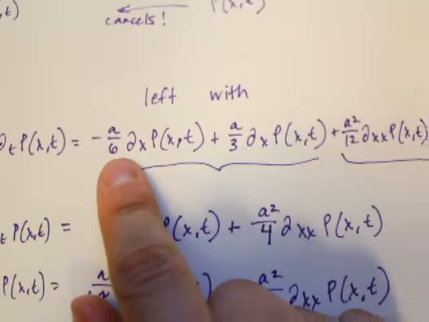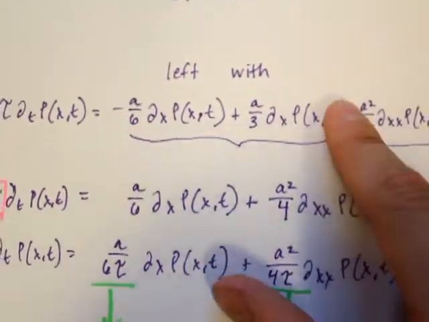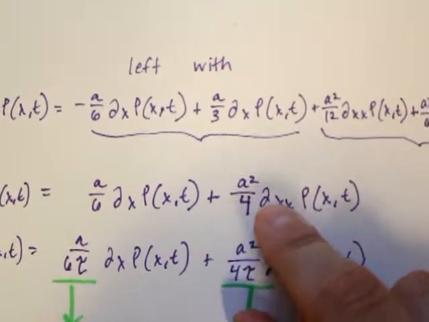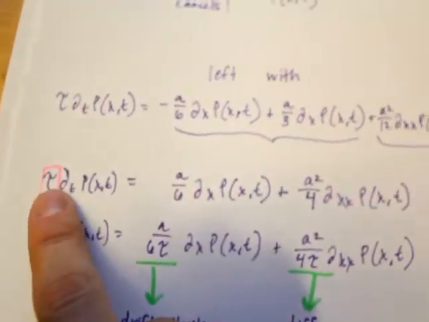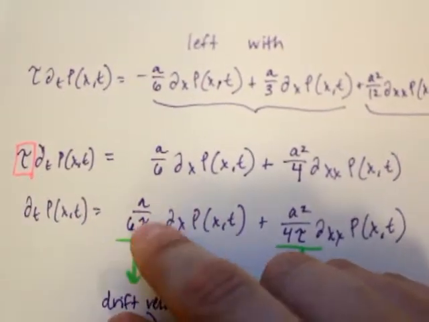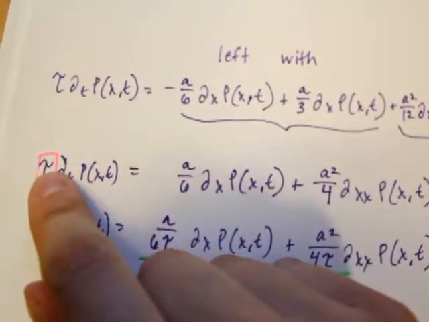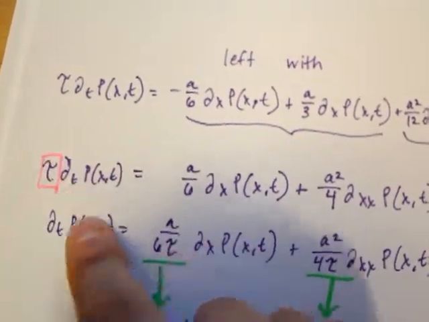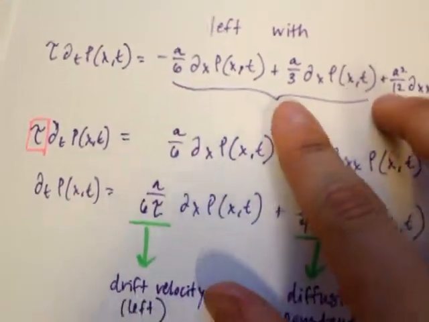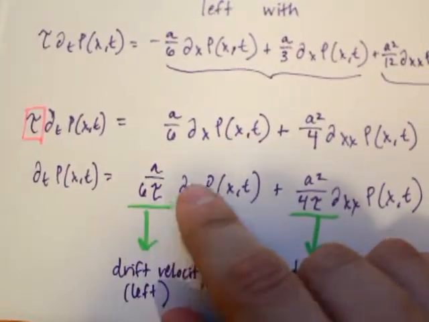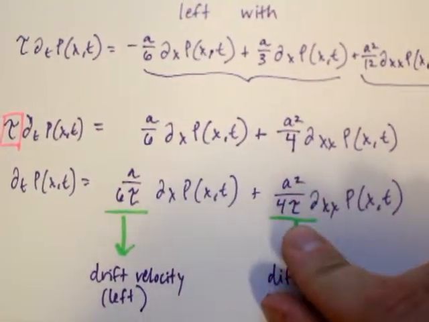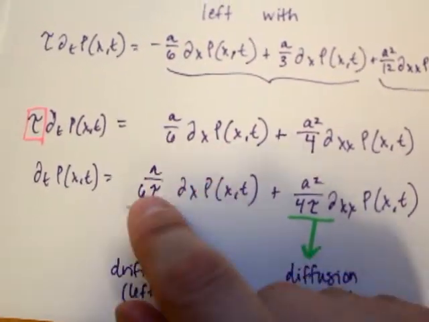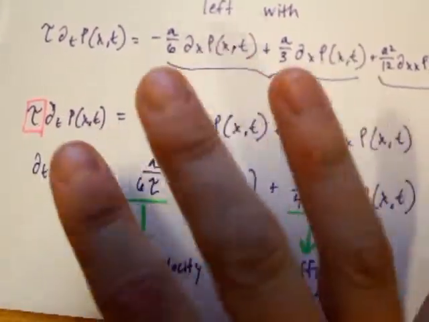We're just multiplying out. Now when we group these terms together, we're left with a over 6 ∂_x p_x(t), and a squared over 4 ∂_xx p_x(t). It could be a little confusing where this τ comes in, but it's important to realize it's multiplying over here. So in order to be left with just ∂_t p_x(t) on this side, we have to bring this τ over and divide these terms by it. So we're left with a over 6τ ∂_x p_x(t) and a squared over 4τ ∂_xx p_x(t). So don't forget about that τ. You can't just plop it in there. You need to know that it's coming from this side of the equation, and that's the important part.